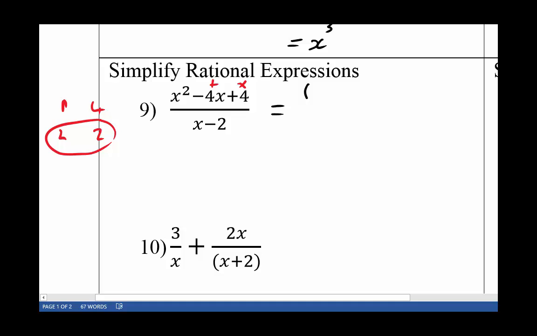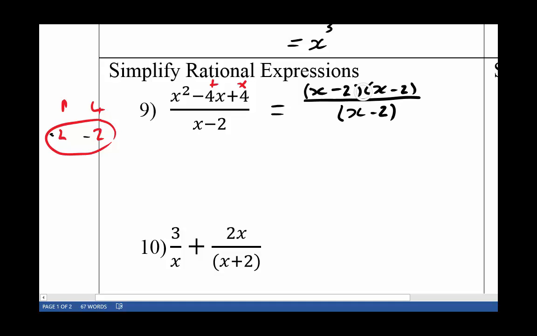There's 1 and 4, there's no combination of those that when I add them gives me 4. But I need to figure out the signs. If they're going to add to -4, they must both be -2's. So it'll be x, and once I've got those two numbers, -2 and -2, I just put them in my brackets. So x minus 2 is my first one, from my first -2, and then my second one is I'm putting my second -2 in here. So x minus 2, all over x minus 2 still.